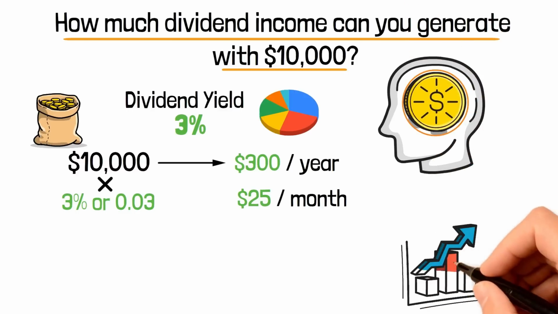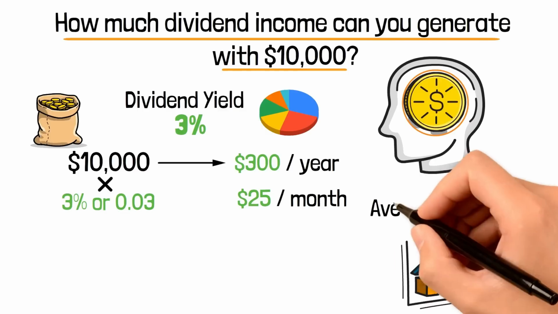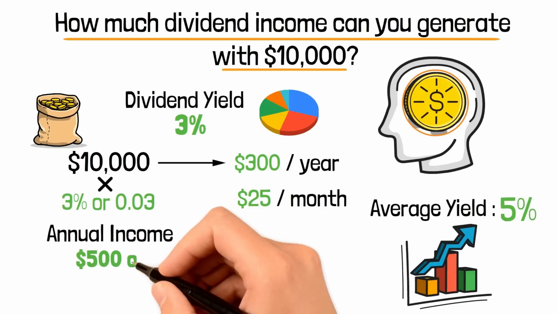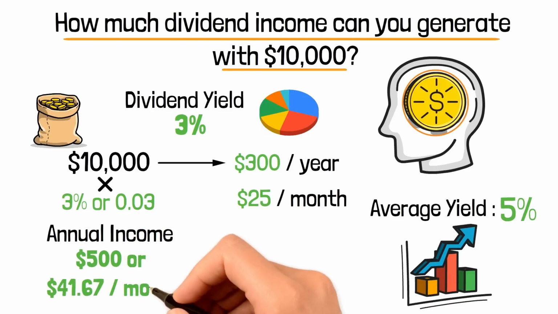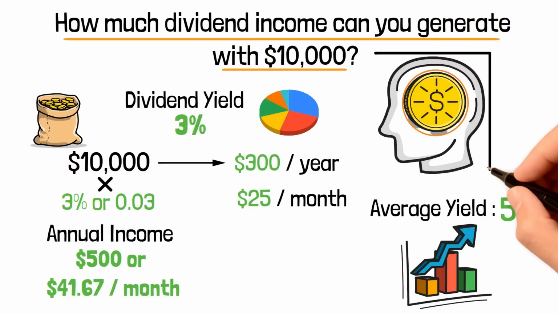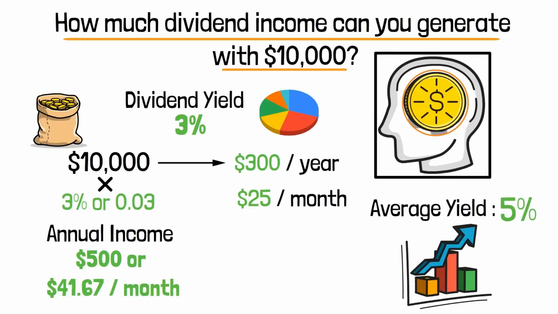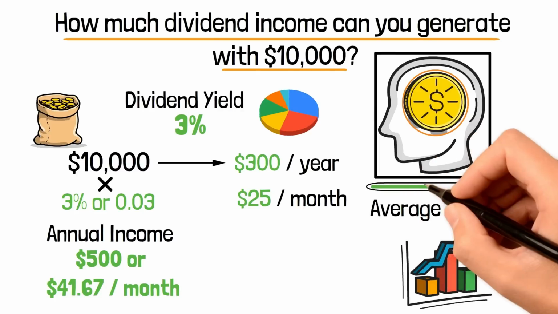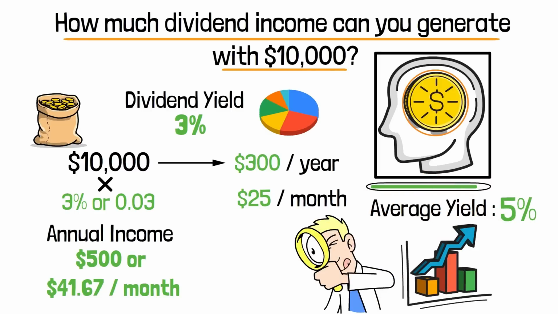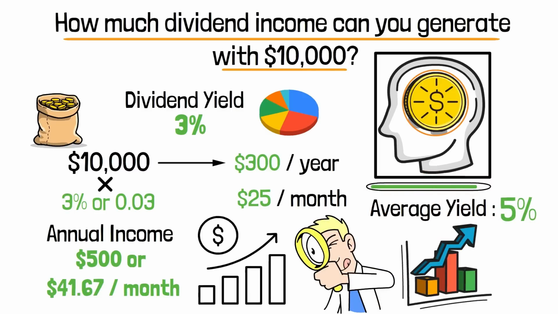If you target higher-yielding stocks, say with a 5% average yield, your annual income jumps to $500, or about $41.67 per month. These figures assume you invest the full amount and the dividends remain consistent, but they give you a baseline. To get a clearer picture, let's break down how to build that portfolio and explore ways to maximize your income over time. The first step is choosing the right investments.